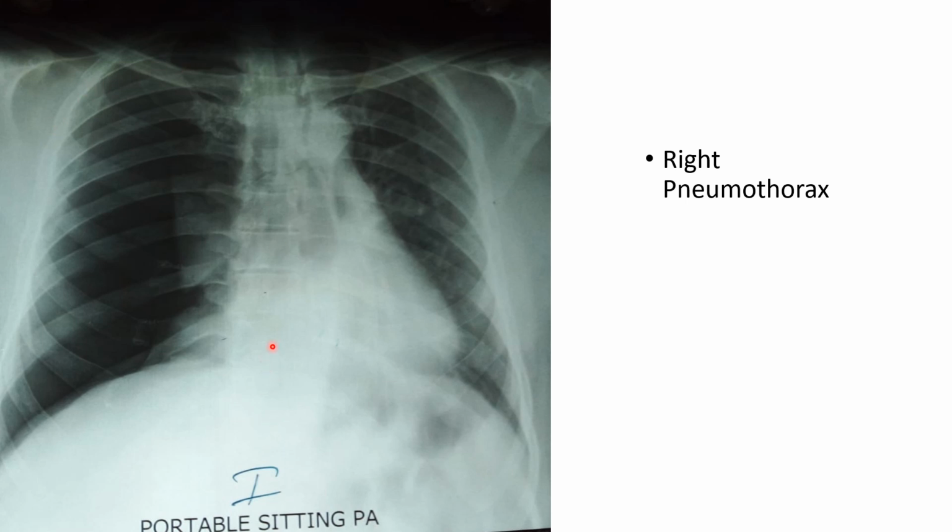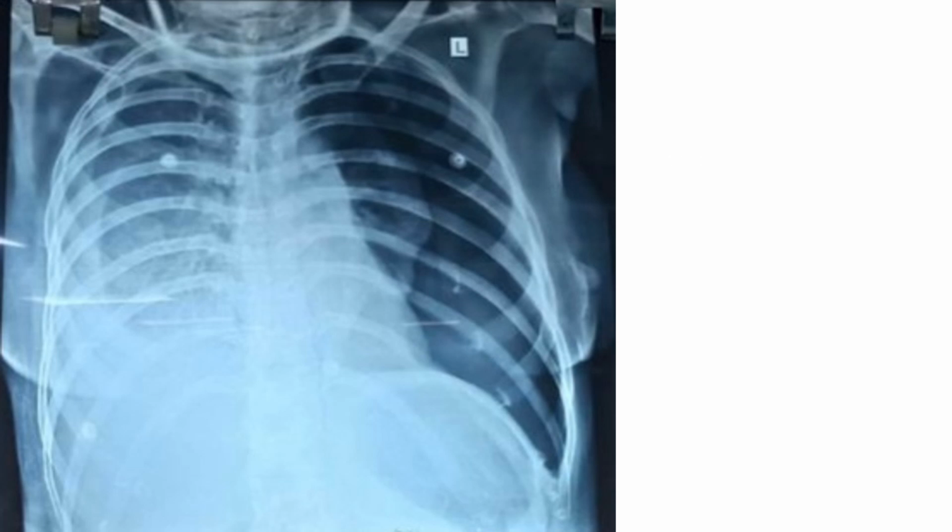Look at this X-ray. Here bronchovascular markings are there. Here it is hyperlucent, absence of bronchovascular markings. It's not a very good quality X-ray, but you can see that the trachea is shifted to the opposite side, right? And even slightly the mediastinum is also shifted. So again, this indicates a right-sided pneumothorax.